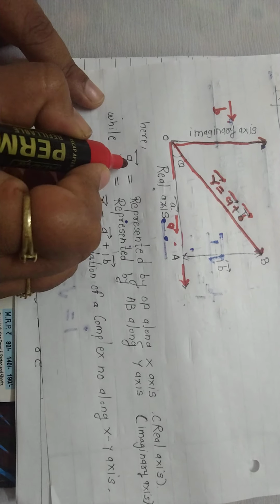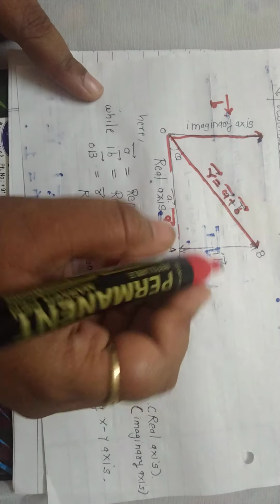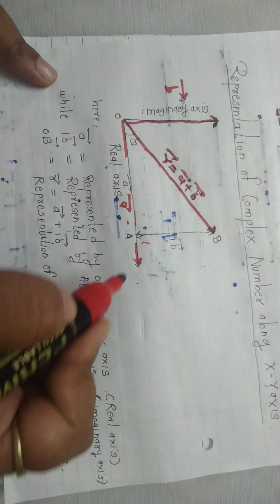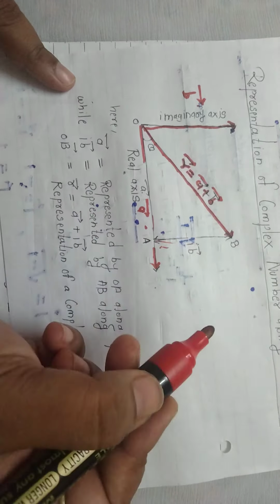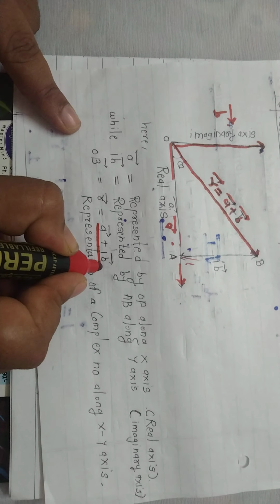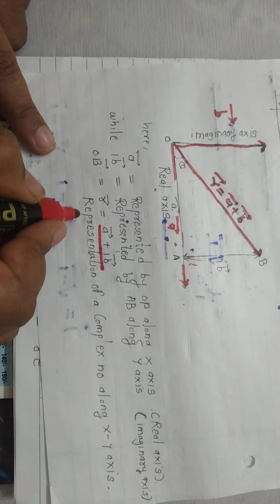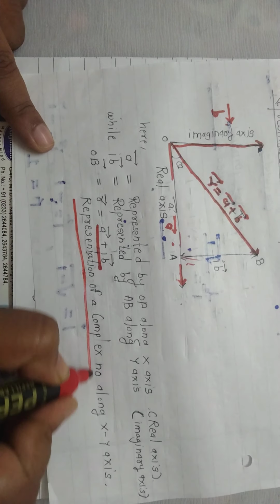Here a bar is represented by OA along the x-axis, and ib bar is represented by AB along the y-axis. So OB bar is equal to r bar is equal to a bar plus ib bar, and this is the representation of a complex number along the xy axis.